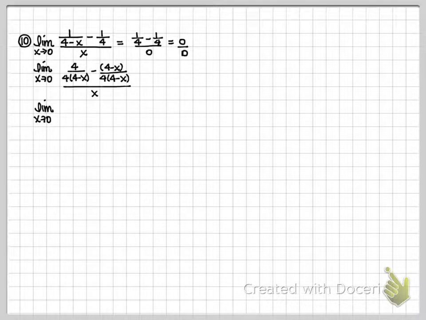My 4's are actually going to cancel because they're being subtracted. So those are going to disappear. Let's get rid of those 4's. But then I get this minus negative x, which just gives me a positive x. So I get x over 4 times 4 minus x, all over, and I'm going to go ahead and make the bottom look like a fraction as well.